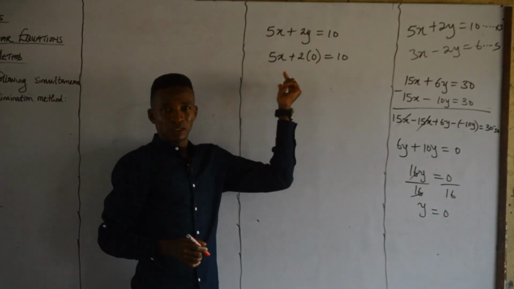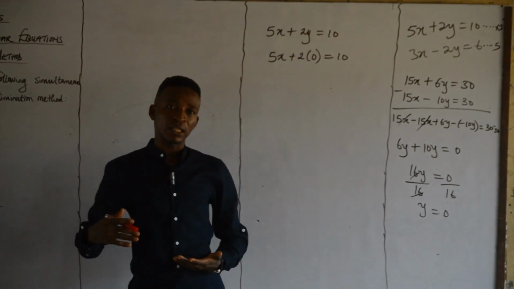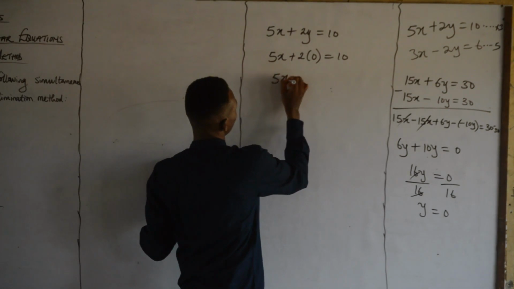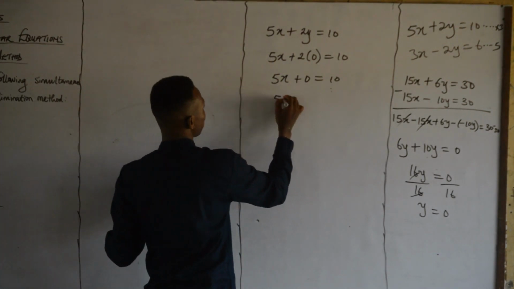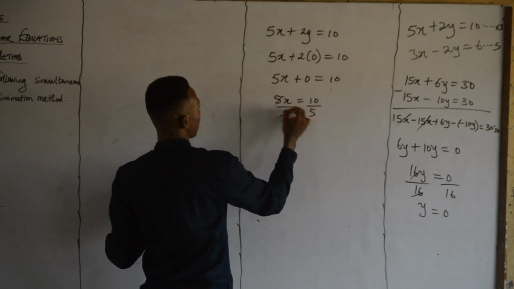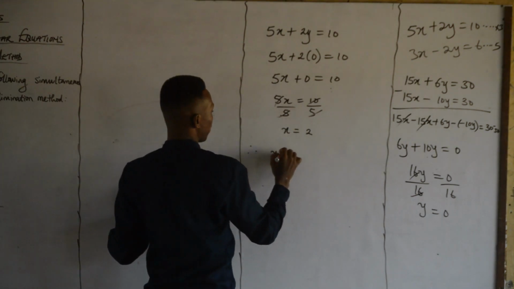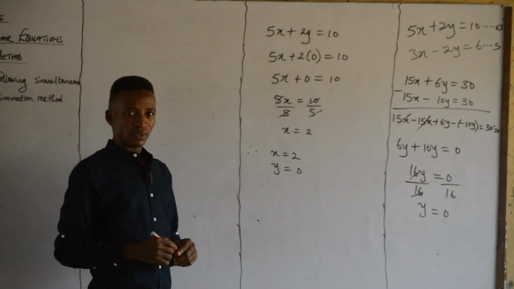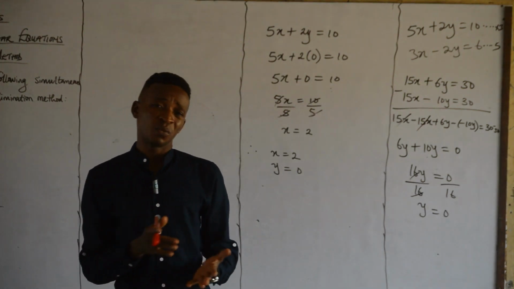So here again, nothing like y is appearing now. We are having terms only in x. So just open the brackets here. We have 5x plus 0 equals to 10. 0 is insignificant, so for now we have 5x equals to 10. Dividing both sides by 5, so we have our x equals to 2. So finally we have our x equals to 2, y equals to 0. So that means we have been able to get the answer for both x and y.